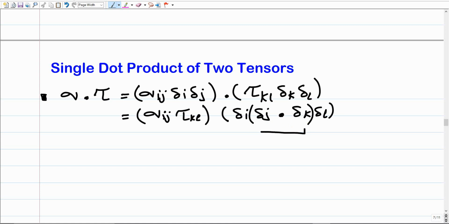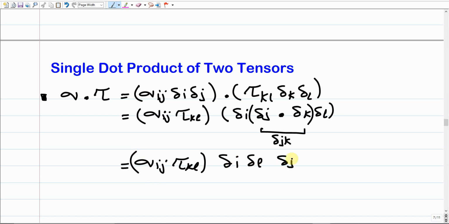And these two unit vectors, their dot product is going to give us delta jk. Agree? This is going to give us delta jk. So we end up with sigma ij tau kl. These are the components. Then we have delta i, delta l, and there is delta jk as a canonical delta. If we decided to get rid of the delta jk, it means that we have to use the same index for both j and k.